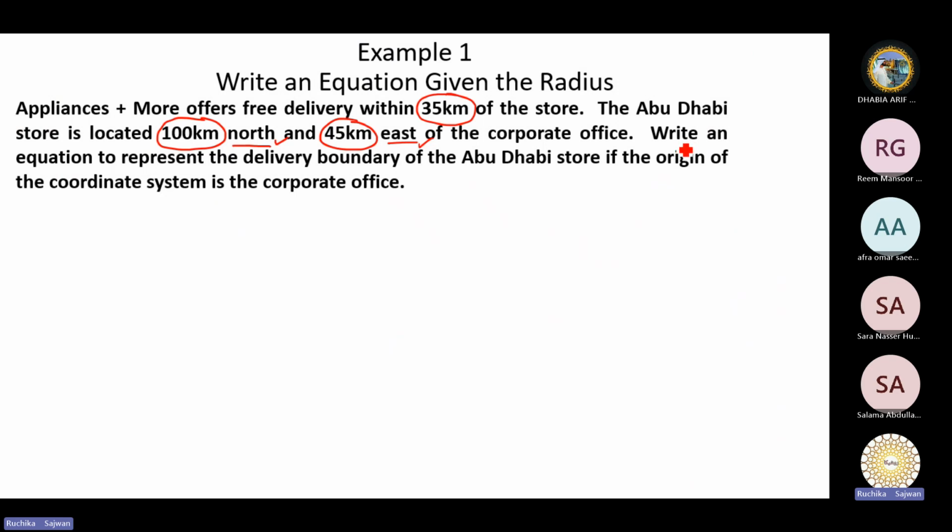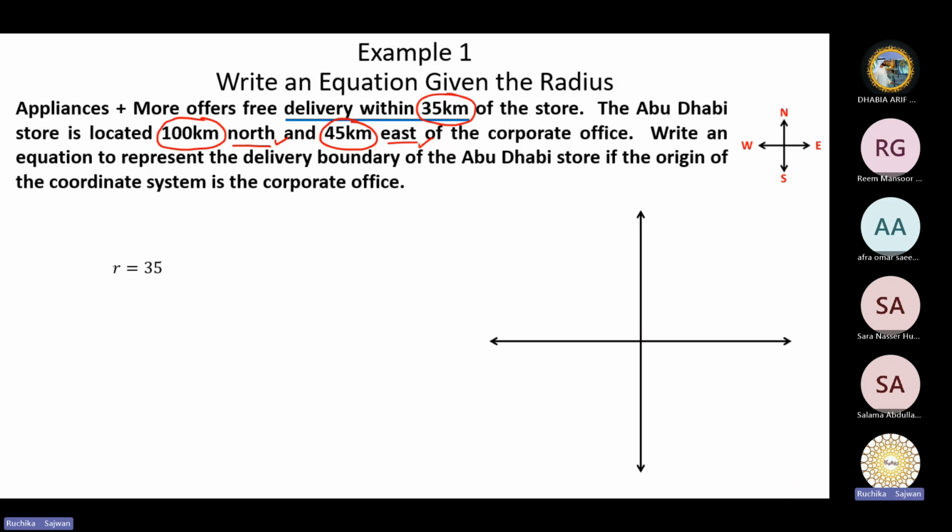What the question is asking, let's read. Write an equation to represent the delivery boundary of the Abu Dhabi store if the origin of the coordinate system is the corporate office. Okay, so we also know the important information, as you can understand from the statement of the first line, that the radius here is 35 kilometers. R is there. Now let's draw the figure for the diagram.